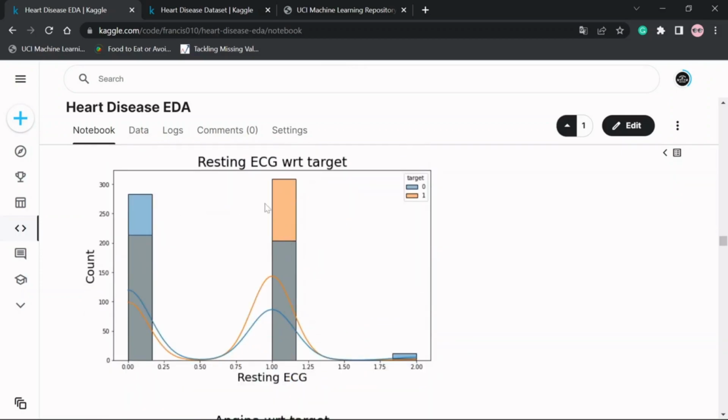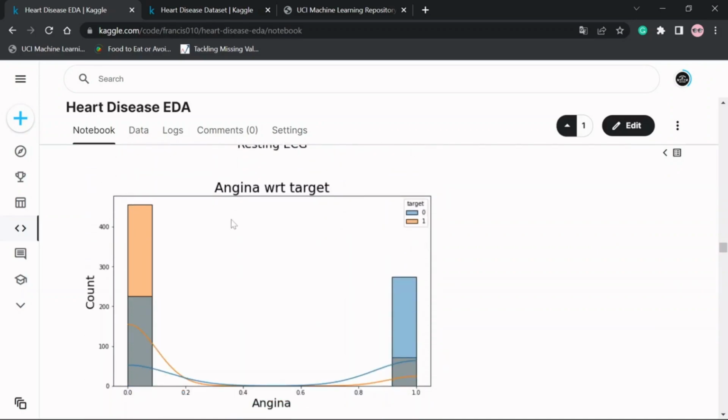Proceeding forward with ECG, what we can see that there are 3 values of ECG, I guess 0, 1, and 2. So what we can see that with the value 1, people with the heart disease are present here. Most of the people with heart disease are present. But people are also present in zero section as well. But the people who are not having the heart disease are more here. And the opposite case is in this one section.